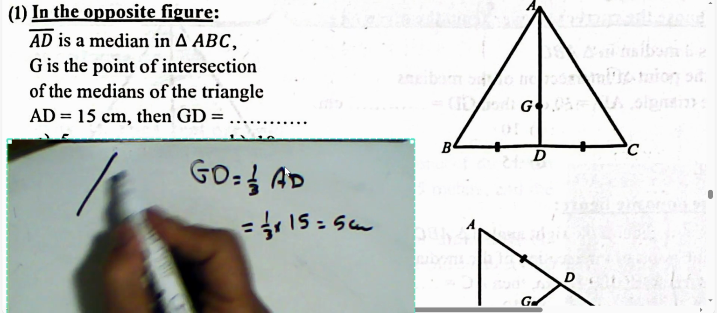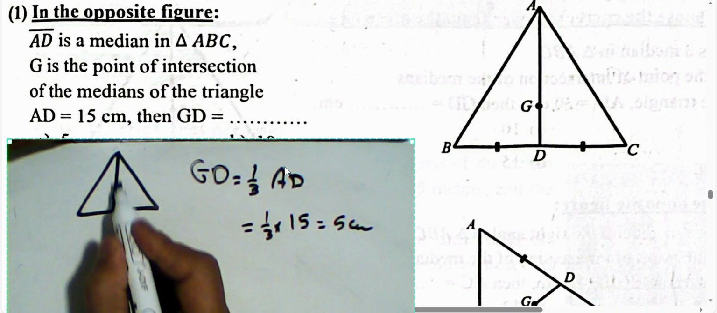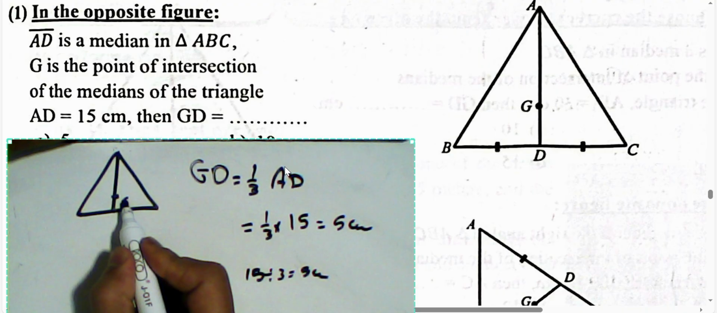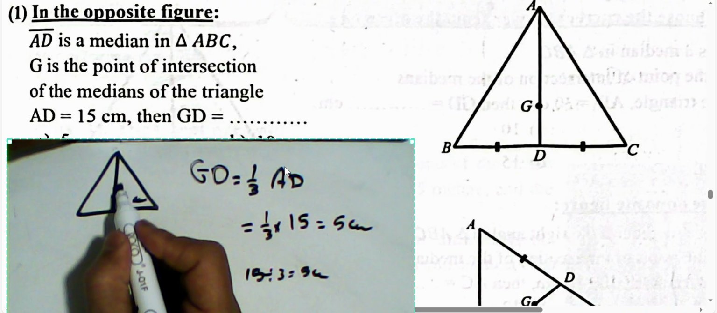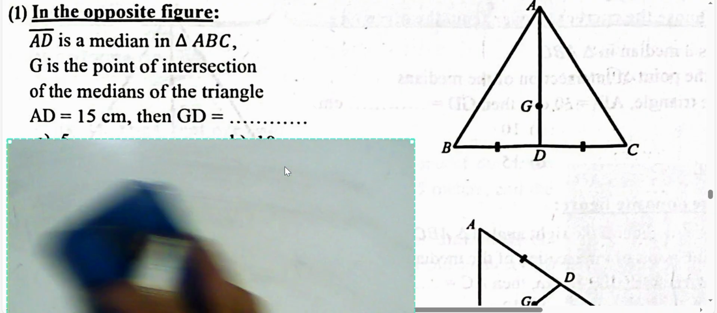Remember, I explained this in the first question of the model. This median has length 15, and we can divide it by 3. First step, 15 divided by 3 equals 5 centimeters. The length here in the base is 5 centimeters and the upper part is 5 plus 5, which is 10 centimeters. So the answer for GD will be 5 centimeters.